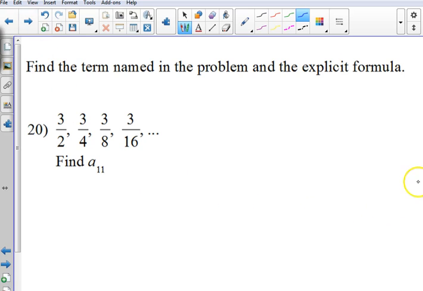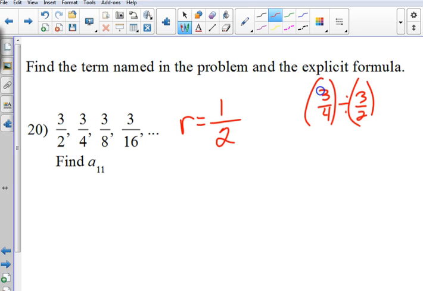All right, explicit formula. Let's do that first. Can you figure out what they're multiplying the top by? 3, 3, 3, 3, 3, 3. I think the top is 1. What are they multiplying the bottom by? 2. What if you couldn't figure it out? You'd take 3/4 and you divide it by 3/2, and you could do it on your calculator and it would come out 1/2, okay?